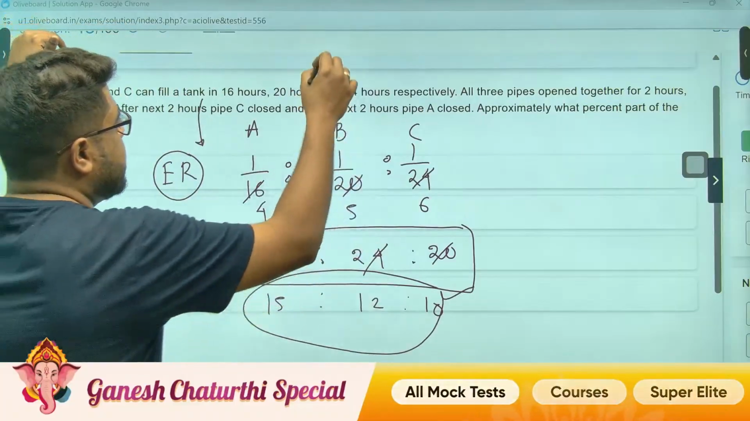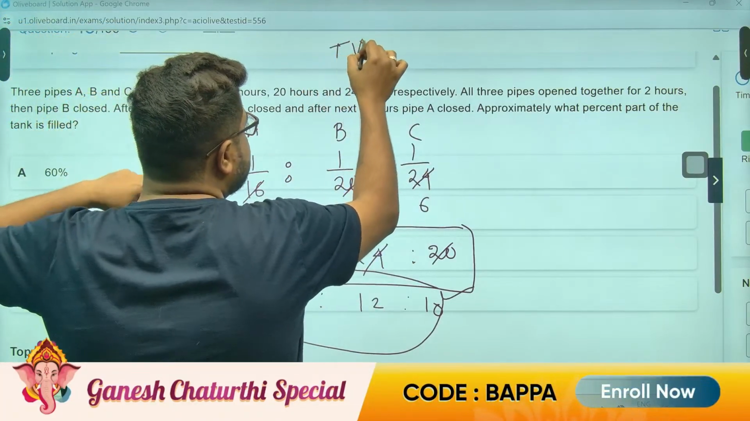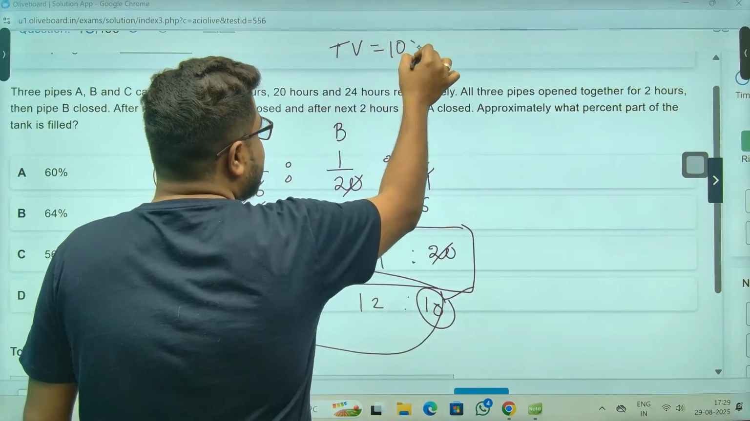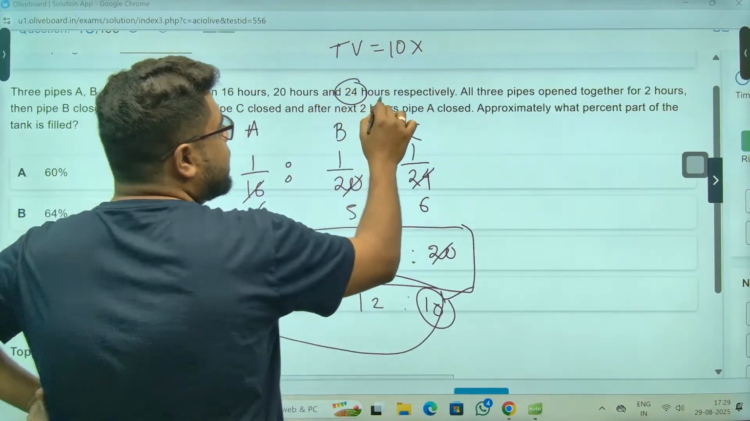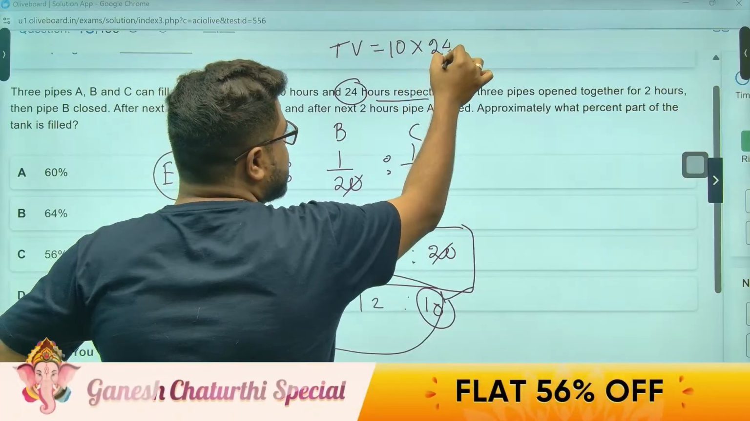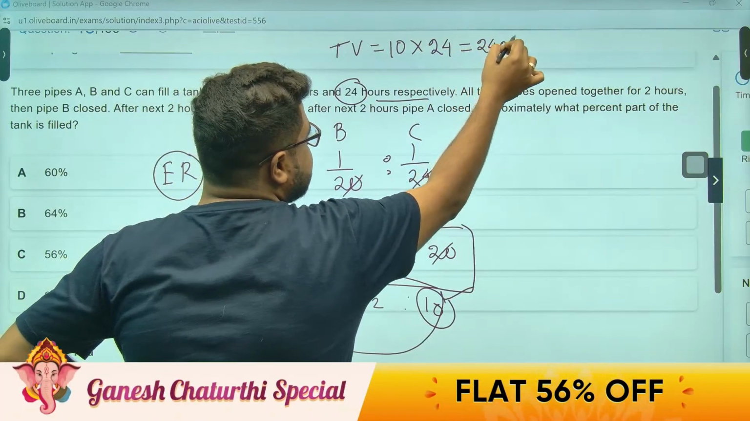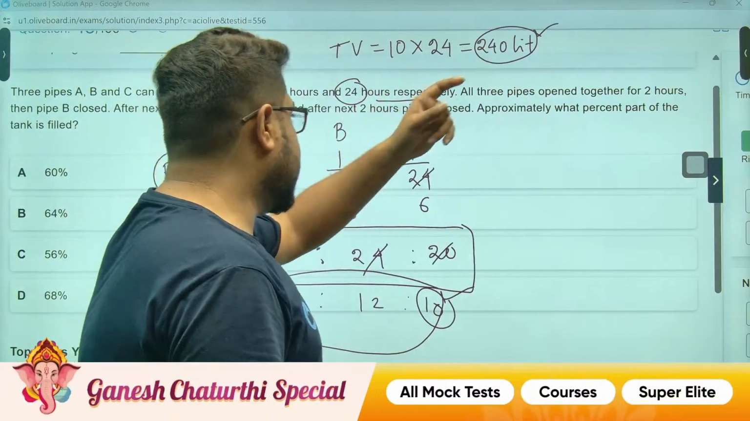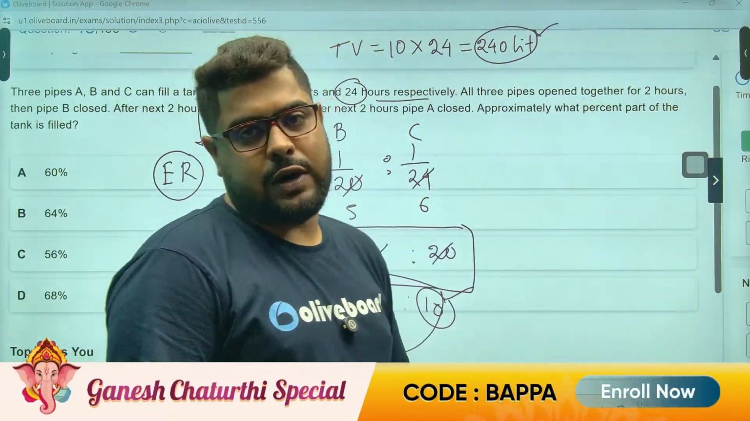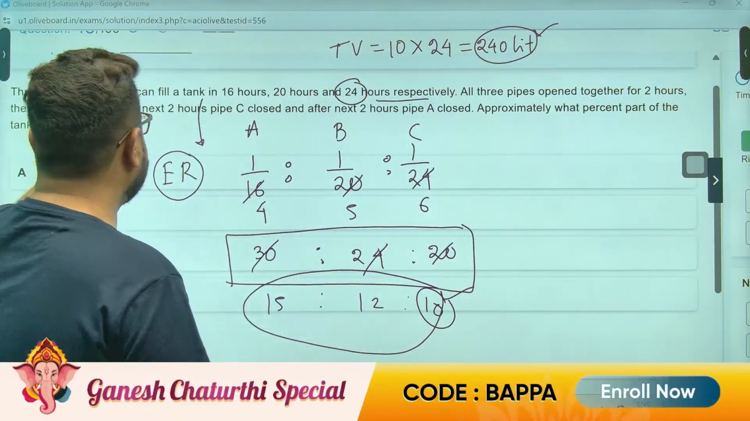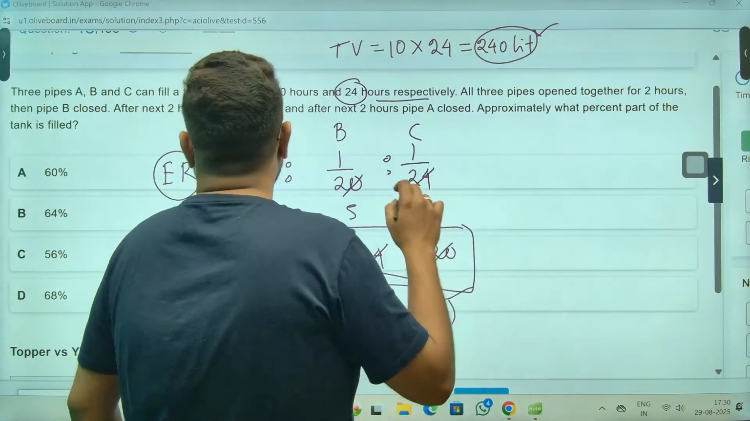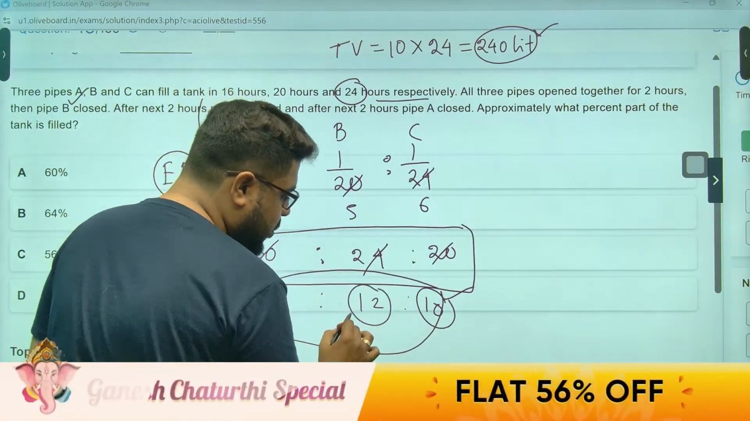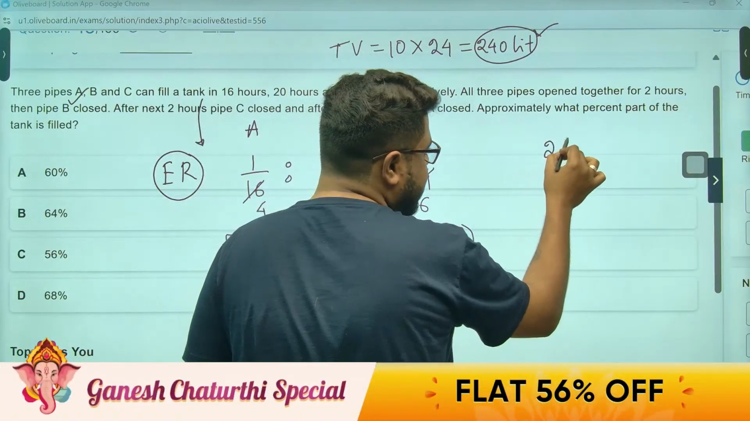Now, what will the total volume be? Let's take C. This is the best value, 10. C takes 24 hours to completely fill the tank. So total volume is 240 liters. Now, all 3 pipes are open together for 2 hours. Then B is closed. So B was open for 2 hours, so B will fill 12 into 2, 24 liters of water.